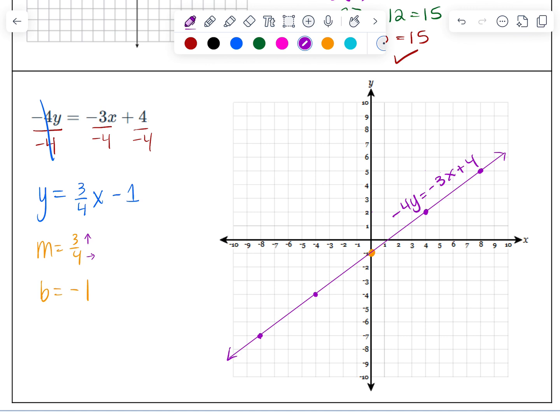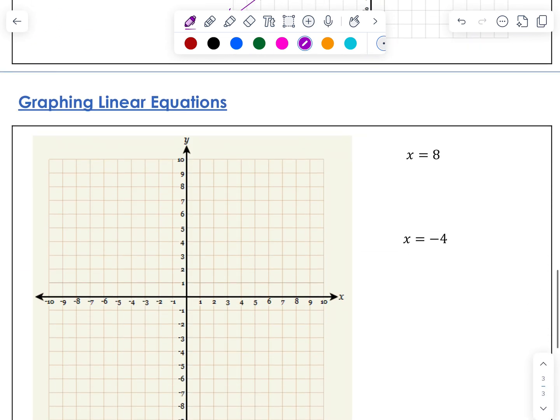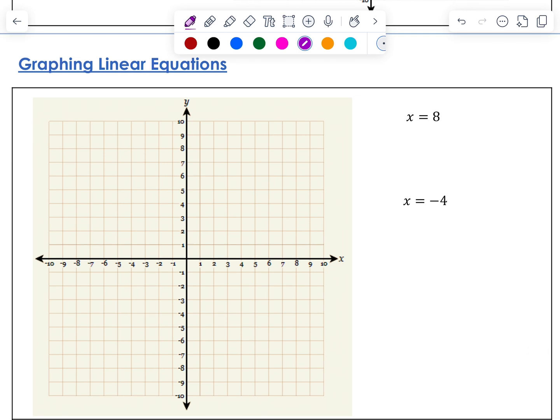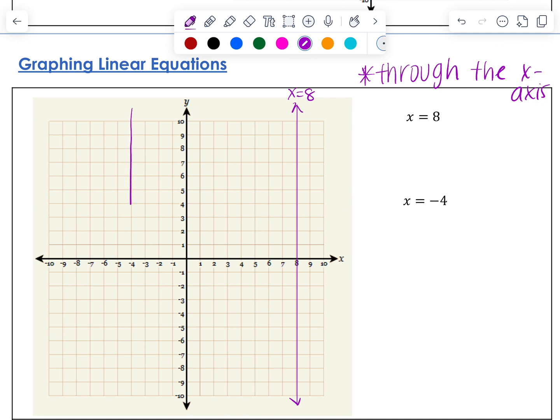All right, we're going to finish this up by looking at some special equations. Okay, when you see an x equals graph, that is going through the x-axis. So what that means is you're going to find 8 on the x-axis and you're going to just draw a line through the 8 on the x-axis and we put arrows at the end, and we just label it x equals 8. Similarly, x equals -4 means I'm just going to go through the x-axis at -4, and I'm going to put my arrows and label.